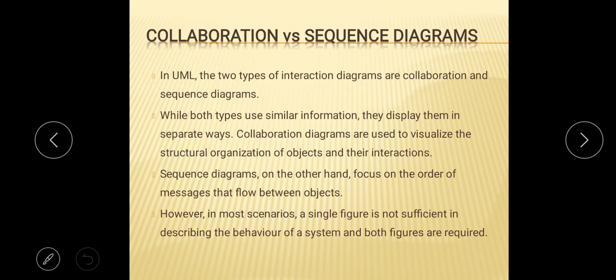Now, collaboration diagram versus a sequence diagram. What are the differences? In UML, the two types of interaction diagrams are collaboration diagrams and sequence diagram, as we have seen. While both types use similar information, they display them in separate ways. Collaboration diagrams are used to visualize the structural organization of objects and their interactions, and sequence diagrams, on the other hand, focus on the order of messages that flow between the objects. However, in most scenarios, a single figure is not sufficient in describing the behavior of a system, and both figures are required.